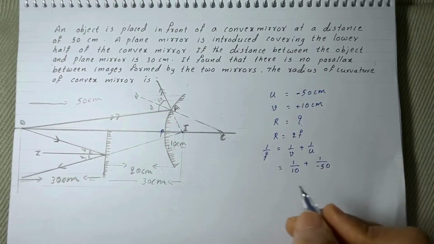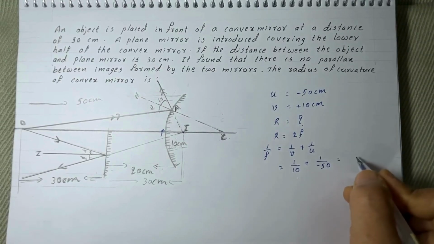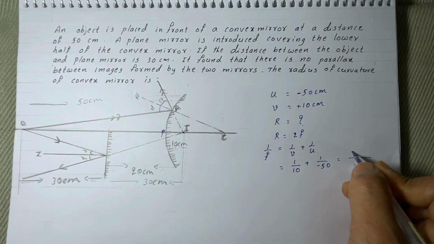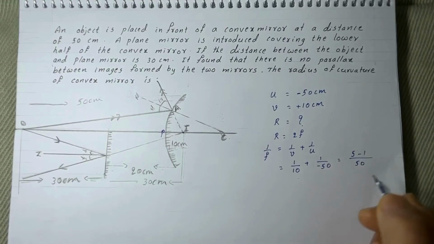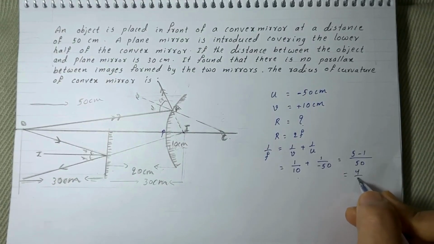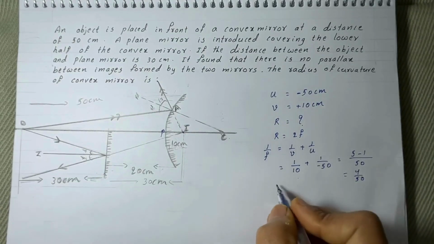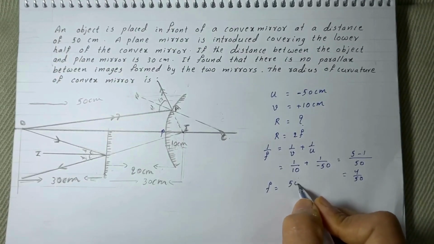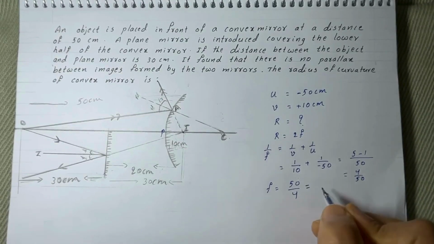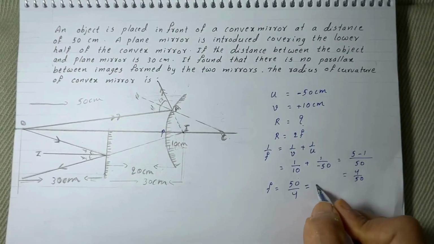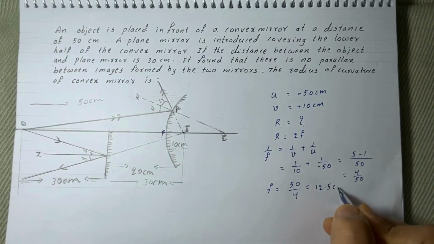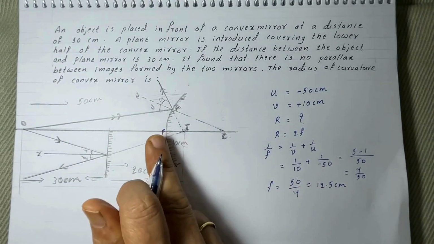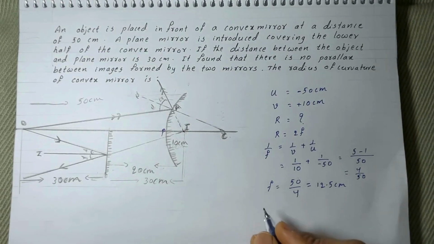and here 50 is the LCM. So 1 by f is equal to 5 minus 1, that is equal to 4 by 50. From this, f is equal to 50 by 4, that is equal to 12.5 centimeters. That is a positive sign, as the focal length of a convex mirror is always positive.